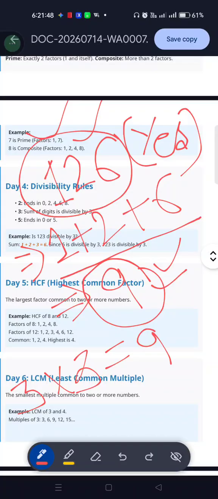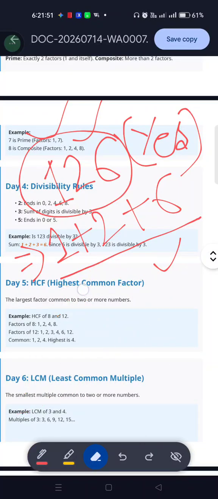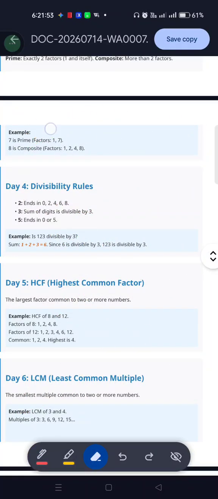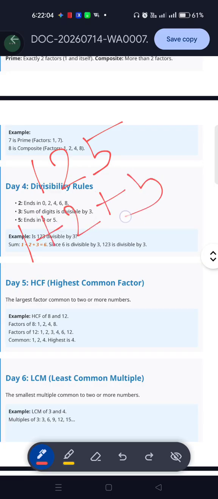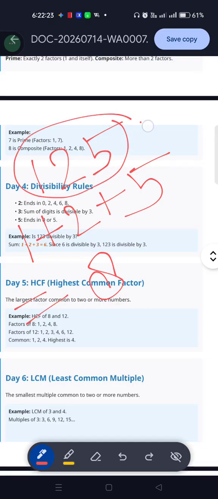Okay, I am taking one more example for explaining you the divisibility rule of 3, and that is 125. Okay, now add 1 plus 2 plus 5, and you will get 8. 8 doesn't come in the table of 3. Okay, you are not getting it in the table of 3, so it means that 125 is not divisible by 3.